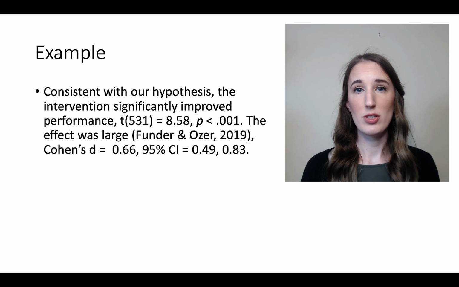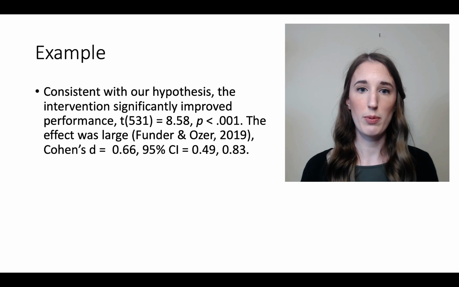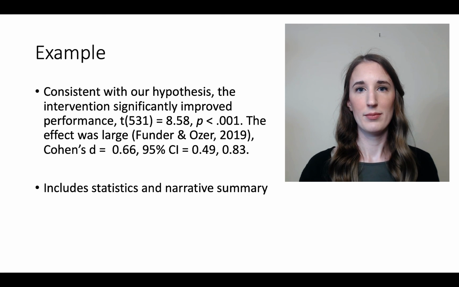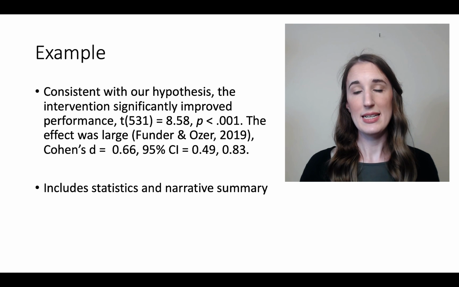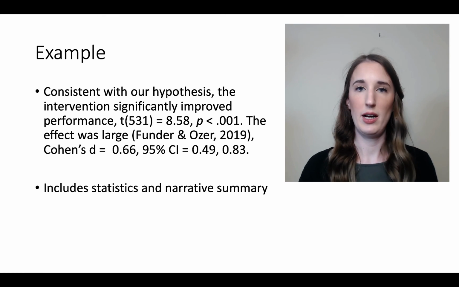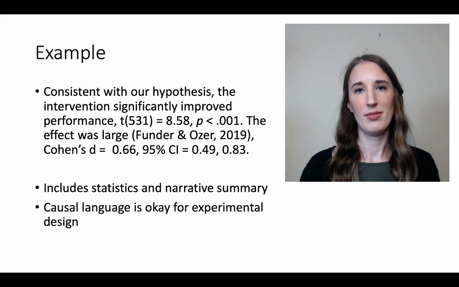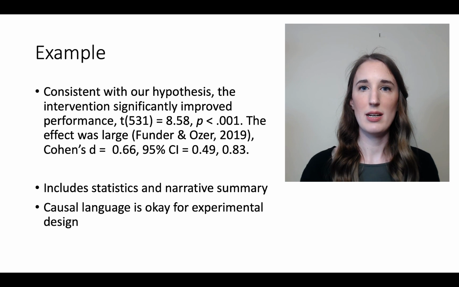However, if I was describing a correlational study, for example, the relationship between age and performance, I would instead want to say that age was significantly associated with performance. You'll notice that this example includes both statistics as well as a brief narrative summary that links these statistics to our research question. And causal language is okay in this case, but only because I used an experimental design.